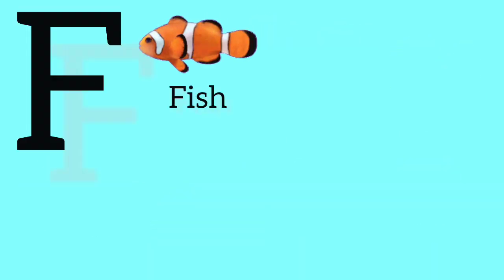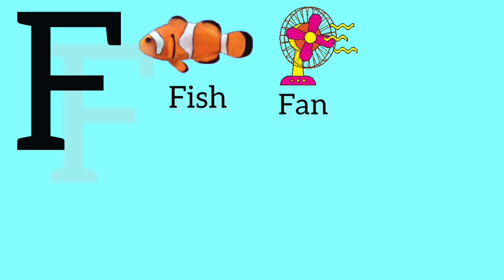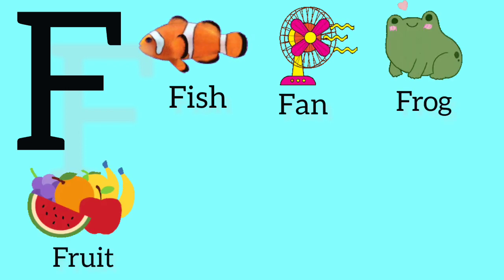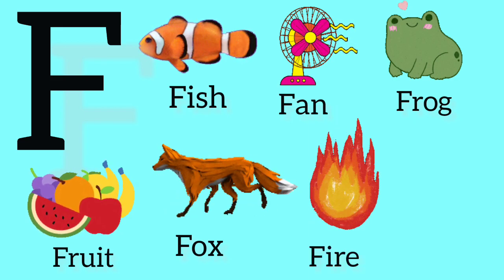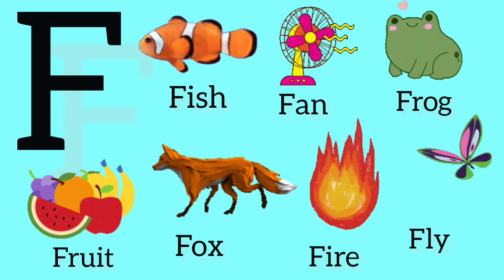F is for fish. F is for fan. F is for frog. F is for fruit. F is for fox. F is for fire. F is for fly.